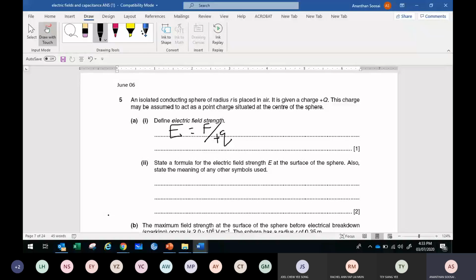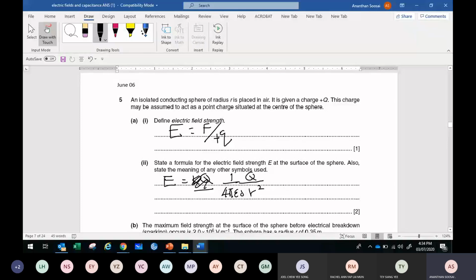Okay, state a formula for the electric field strength at the surface of a sphere. So what is the formula for electric field strength at the surface of the sphere? E equals K Q over, sorry, you can't write K. You have to write 1 over 4 pi epsilon naught Q over R squared. This formula must come to your mind. So explain all the symbols.